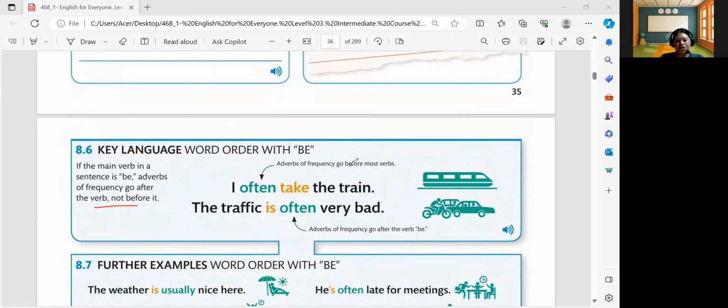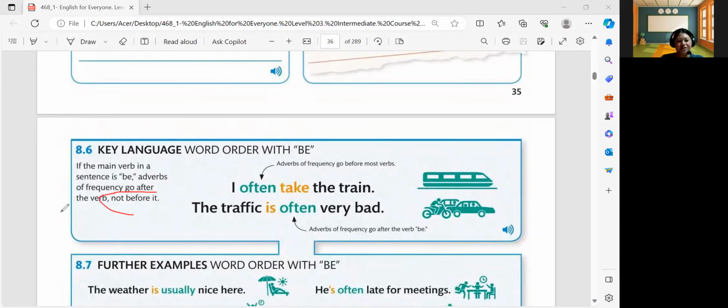Okay, so just like the examples here, I often take the train. So the word often here is the adverb of frequency. So that means go before most verbs. Understand? Okay. Because the verb here is the word take, and then the adverb here is the word often. So just like the rules here, the main adverbs of frequency go after, not before.